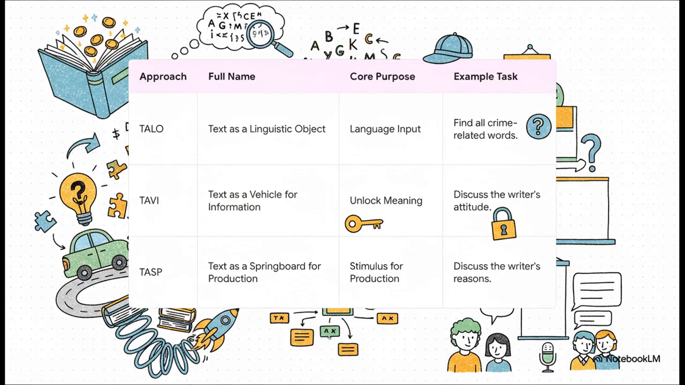Now, the whole point here is to actually unlock the meaning of the text itself. A task might be to discuss the writer's attitude about the topic. And finally, we have TASP, Text as a Springboard for Production. This is where you use the text as a launchpad to get students speaking or writing themselves. For instance, you could ask them to debate the reasons for the writer's attitude. See? Three different lenses, three very different outcomes.